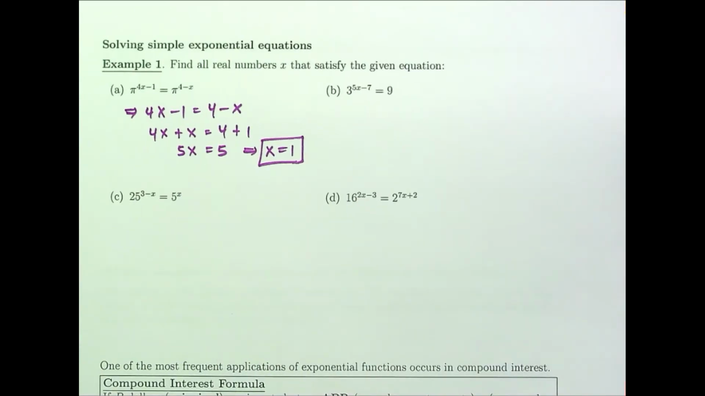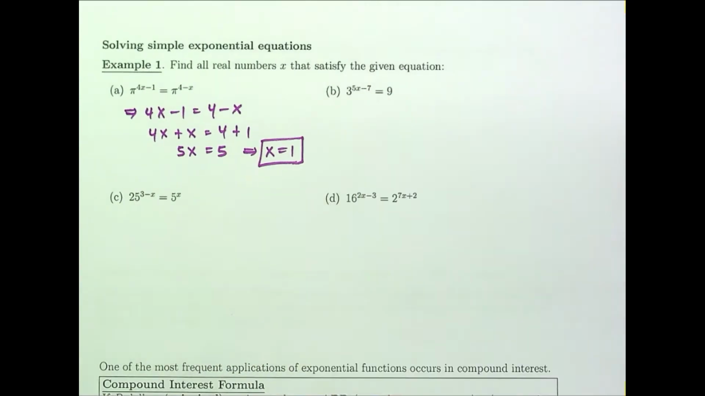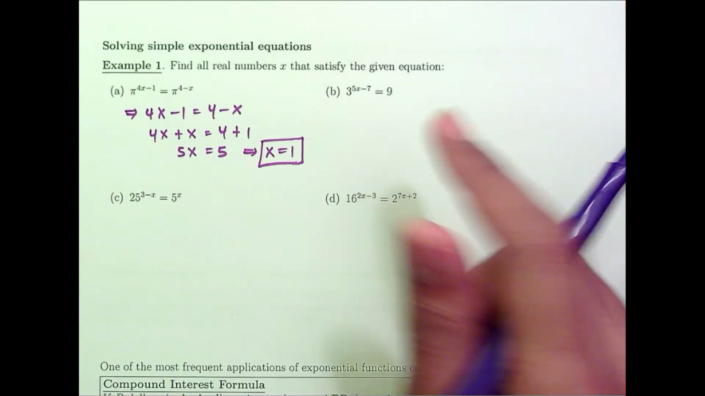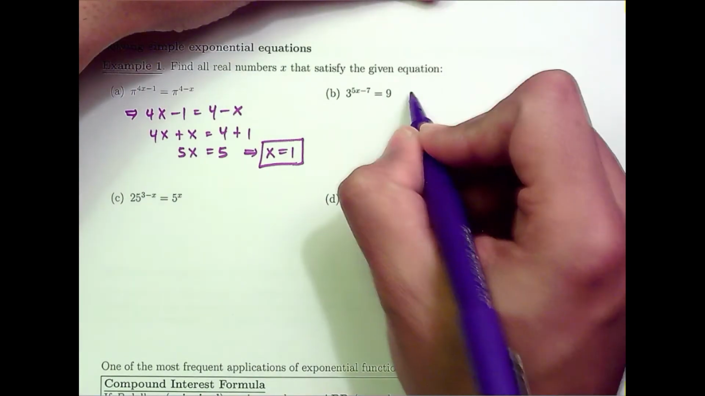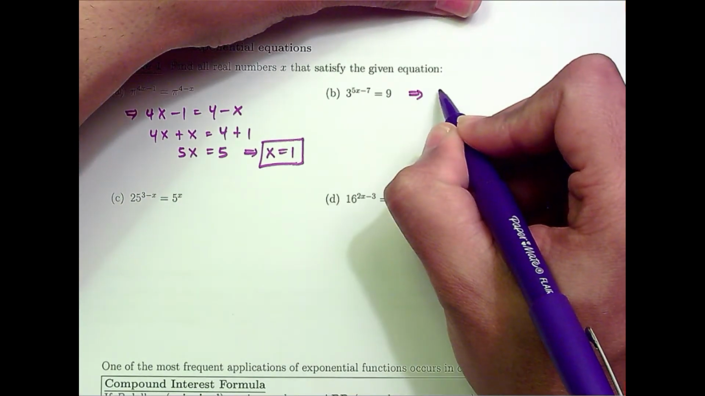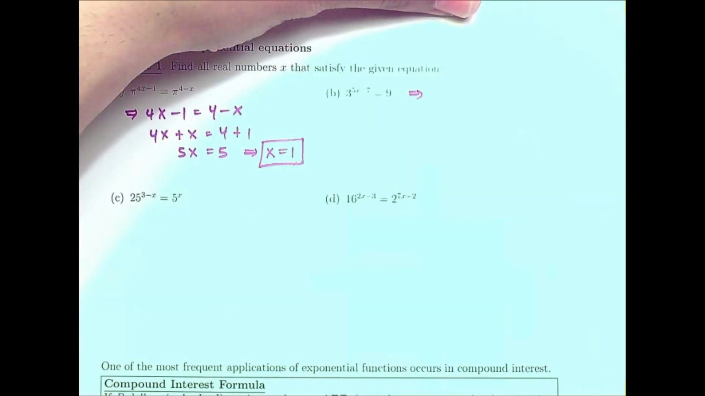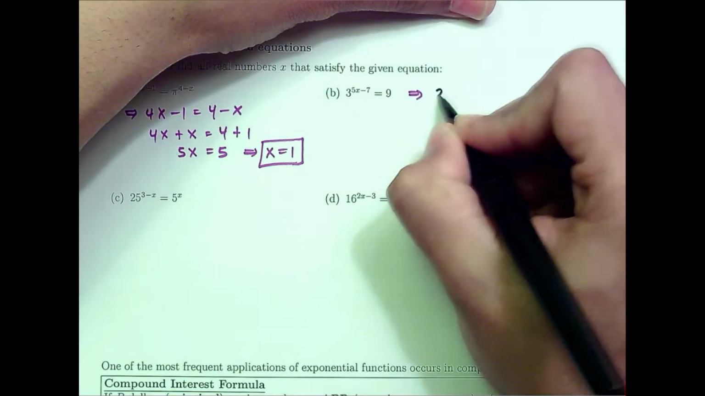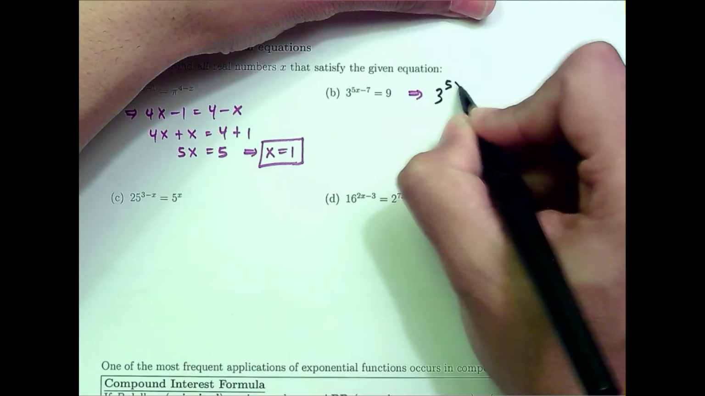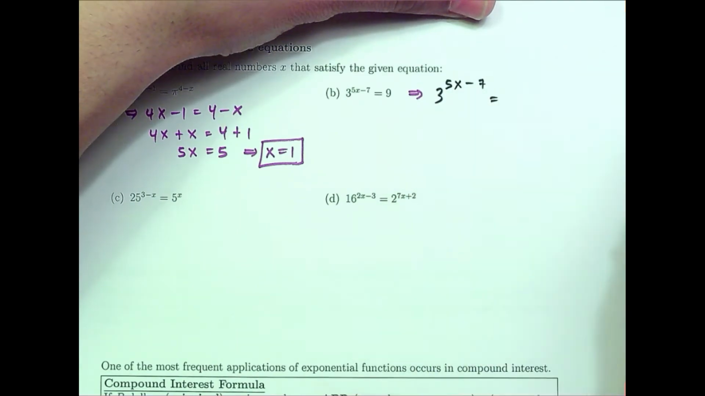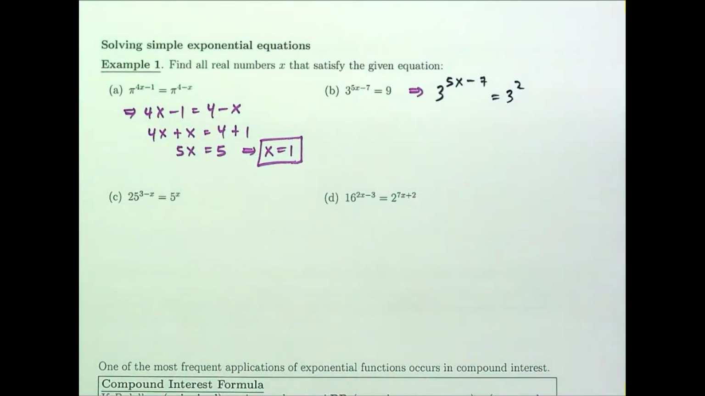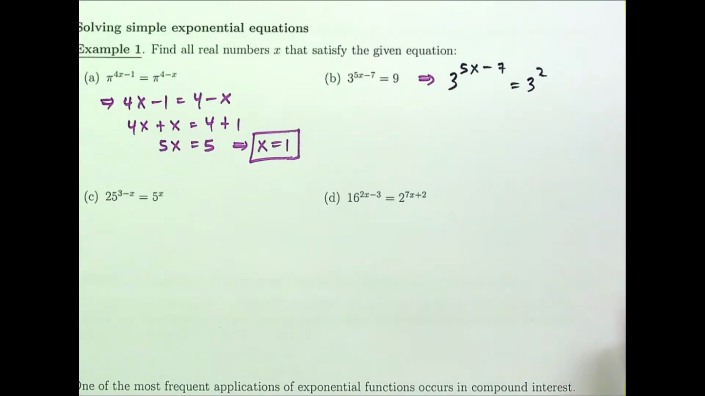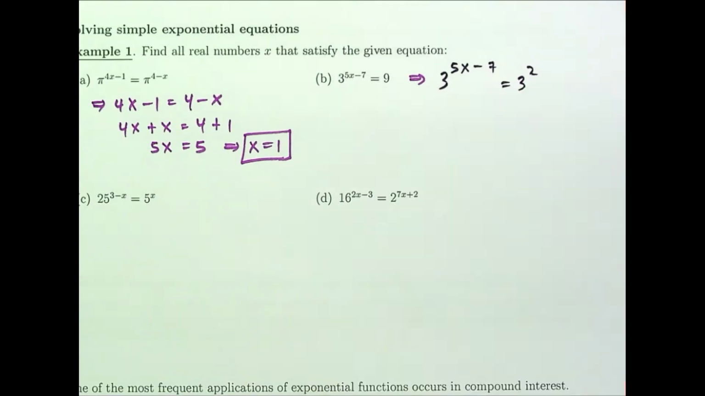Okay, so we see the bases here are not the same, but you can just change it, because if you remember that 9 equals 3 squared, then you can rewrite this as, I'm going to use another color. We can rewrite this as, well, don't do anything to the left-hand side, but we can write the right-hand side as 3 squared. And now they have the same base on both sides.